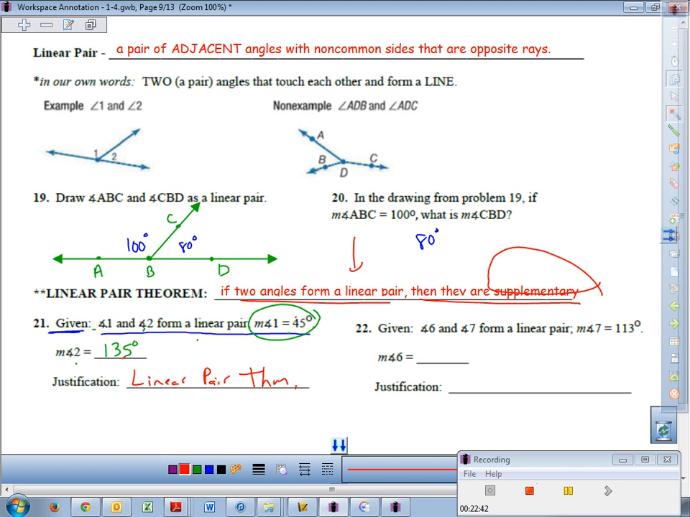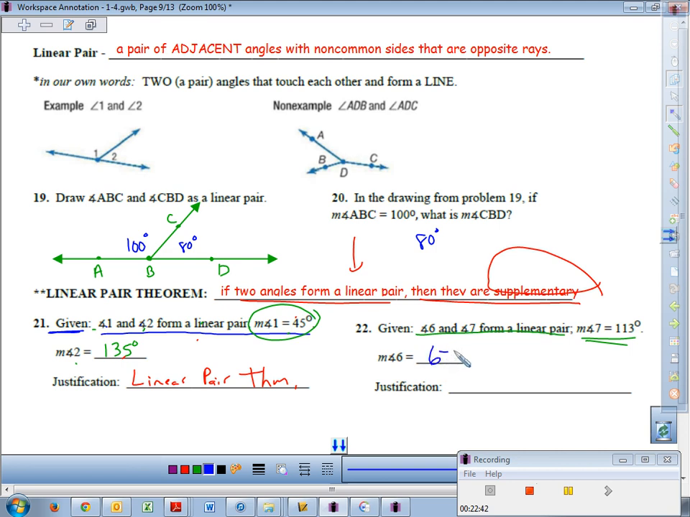Cool? Let's try it again. They give me some information. Angle 6 and angle 7 form a linear pair. They also tell me the measure of angle 7 is 113 degrees. Can we figure out what the measure of angle 6 is? Of course you can use a calculator, but can you figure out what the measure of angle 6 is? What should it be?